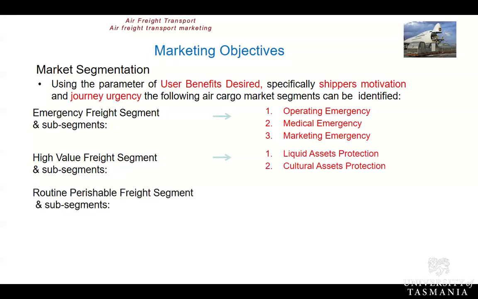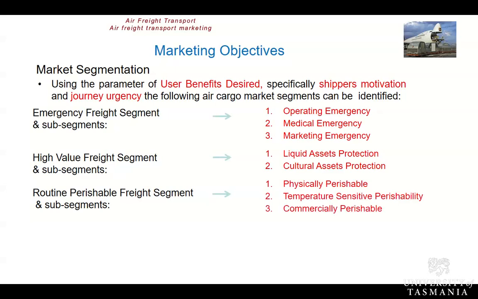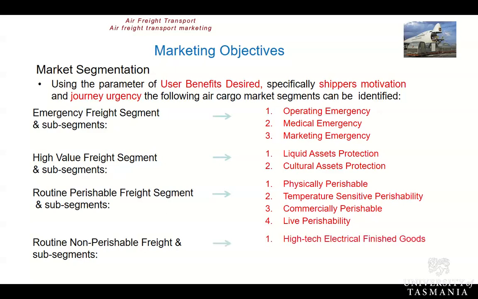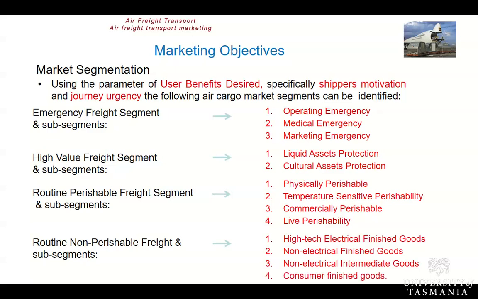The third segment that we identified and spoke about was the routine perishable freight segment, and there are a number of subsegments: physical perishable, temperature sensitive perishability, commercially perishable, and live perishable. And the fourth one that was identified and presented in Lecture 4 and also in the readings was the routine non-perishable freight and subsegments. And I identified 4 segments there.